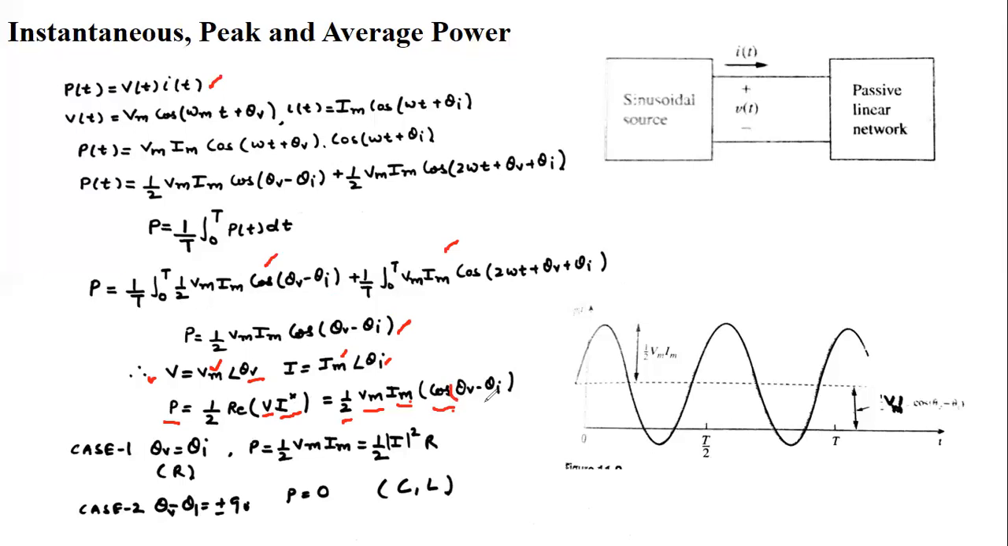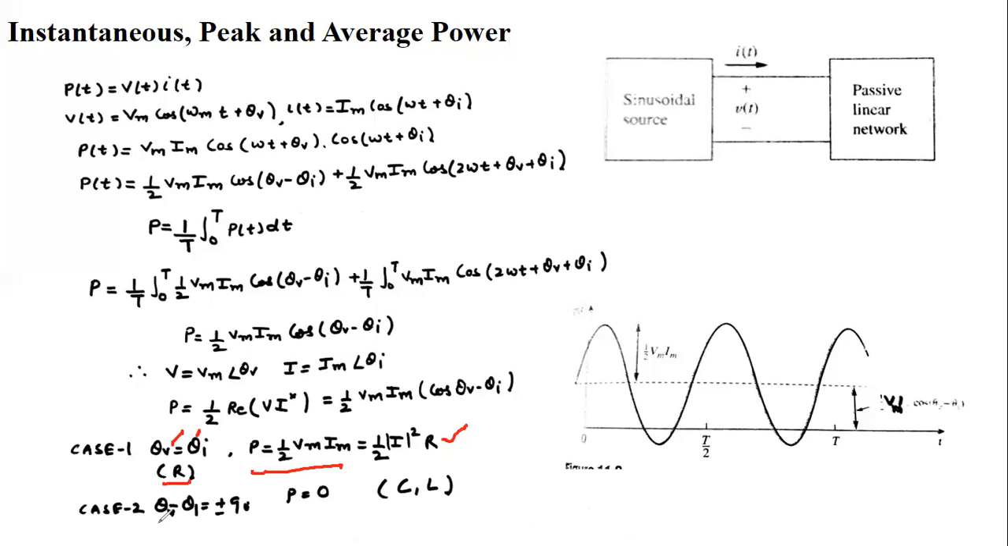So this is theta v minus theta I, same as we have discussed here. There are two important cases to consider before moving further. If theta v equals theta I, voltage and current are in the same phase, and this is the case of resistance. So power in the circuit is equal to half Vm Im, or half |I| squared R. This is the maximum power dissipation across the resistance.